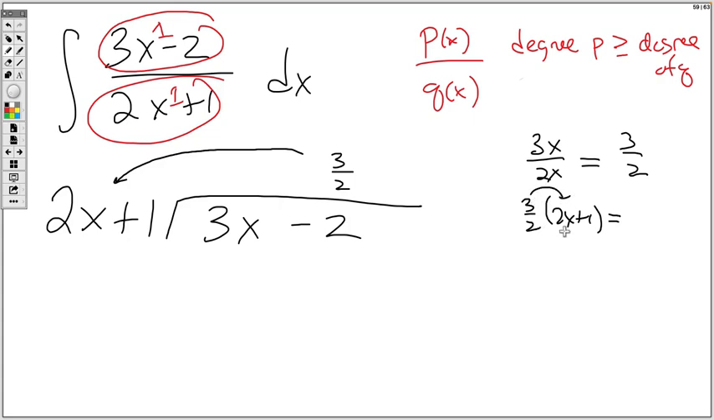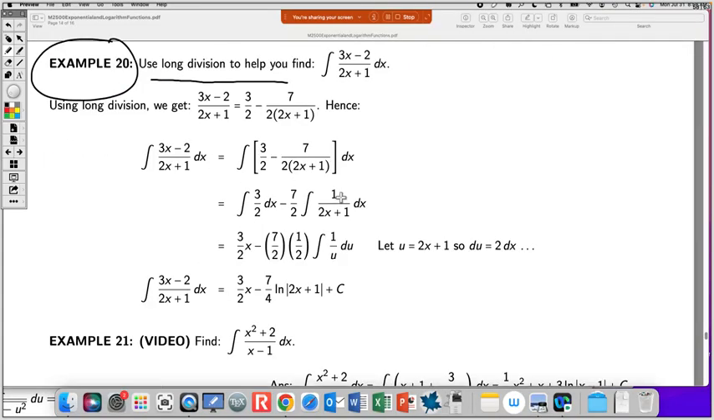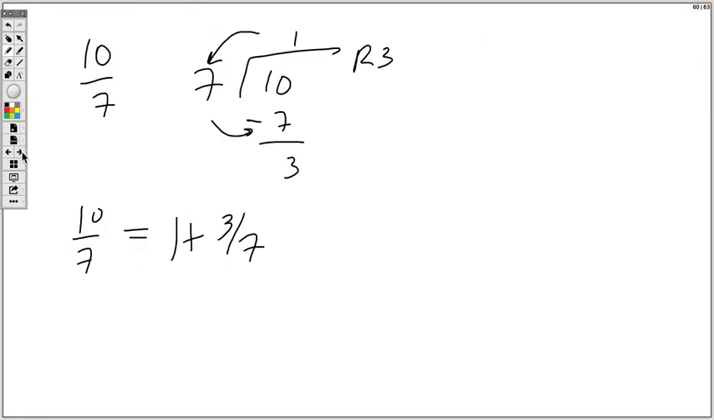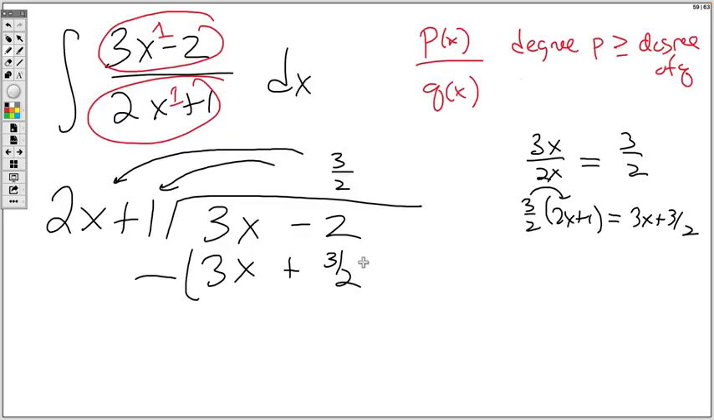Now the 3 halves times the 2x has been designed to cancel the 2's out and leave the 3. So whatever you multiply here, this will always work out to be the same because we're designing it to cancel out. But then don't forget to multiply it by the second term here, in this case 3 halves. And then what did we do? Oh, now I lost it. We subtracted. Okay? So we're going to subtract the whole thing here.